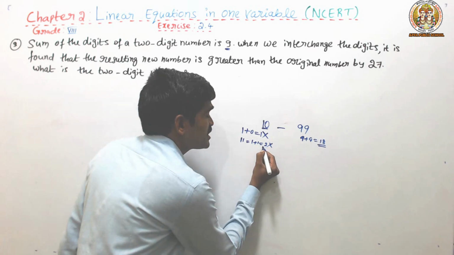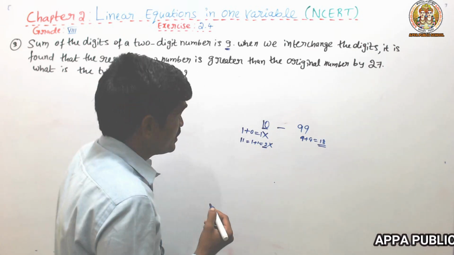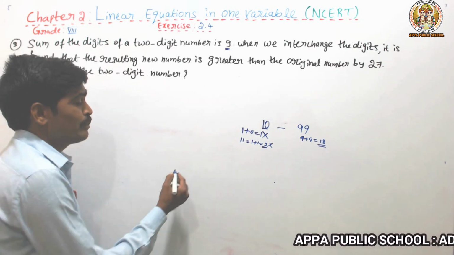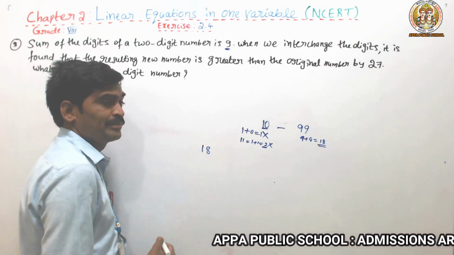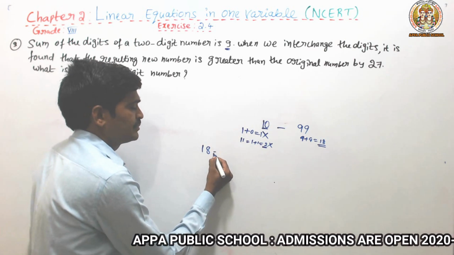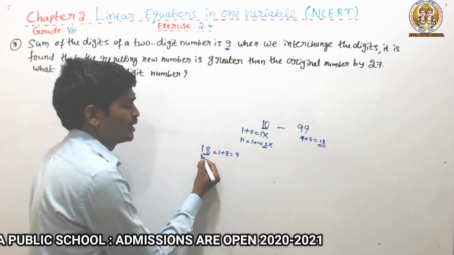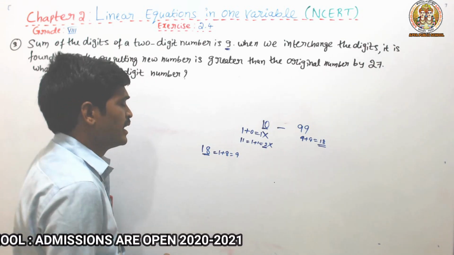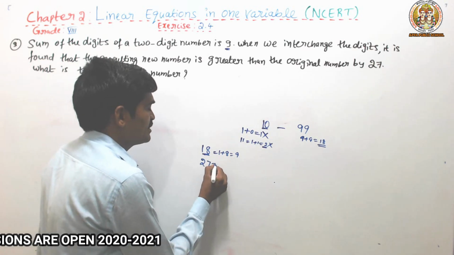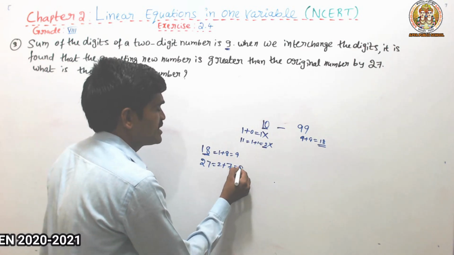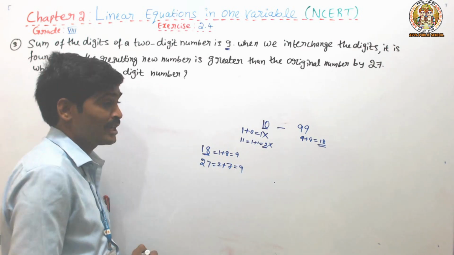But the sum of the digits should be 9. There are a few numbers like that. For example, if you take 18, 1 plus 8 will get 9. Yes, 18 is possible. Understood, my dear students? Similarly, we can try with 27. 2 plus 7, we can take 9. Yes, according to the statement, 27 is also possible.